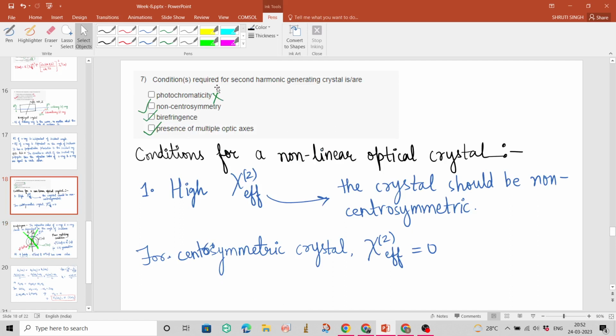That is, the conditions required for a second harmonic generating crystal are: it should be non-centrosymmetric, so that we have a high value of chi effective. It should have birefringence, so there are different refractive indices for the E ray and the O ray. And presence of multiple optic axes, so that we can tune the crystal at different angles to get the second harmonic. Okay, so I hope the question is clear.